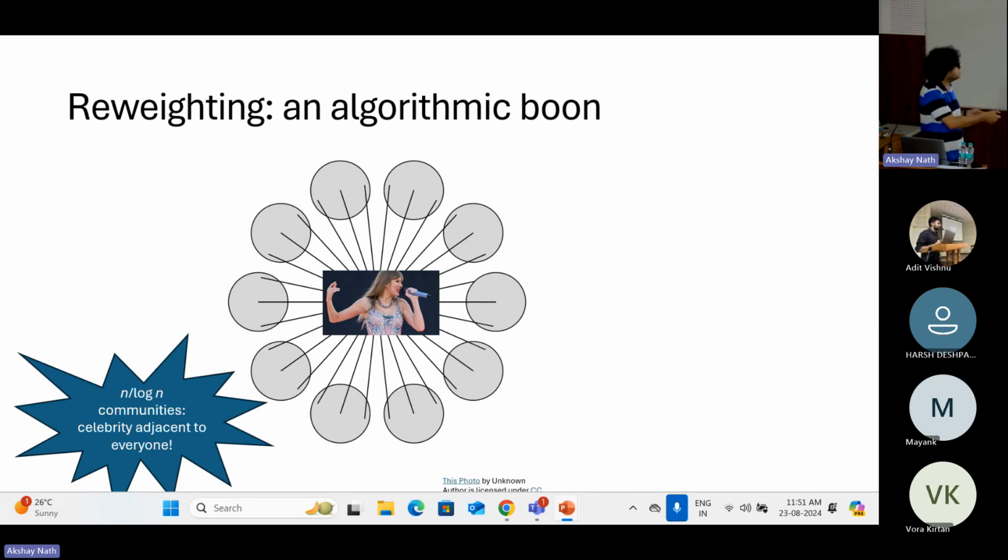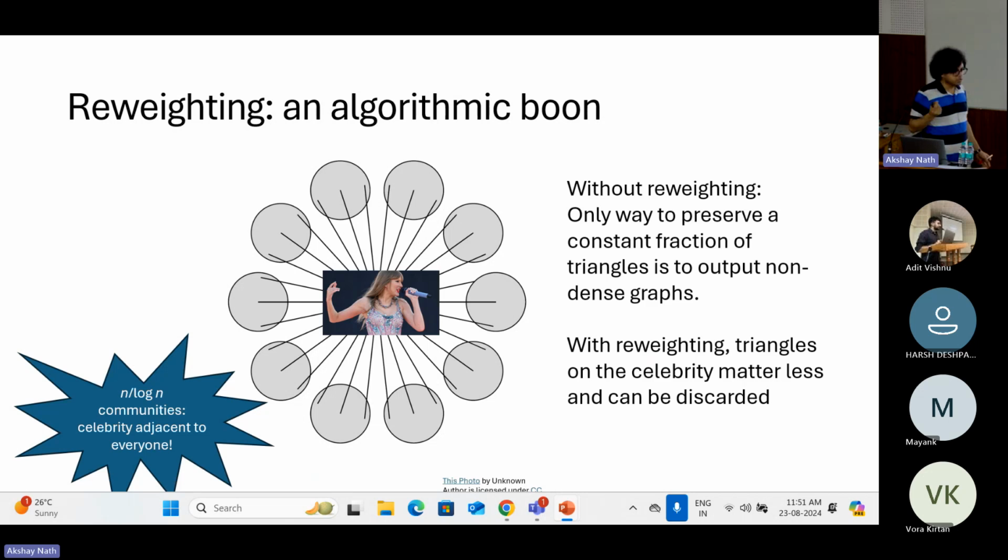The celebrity is not meaningfully part of these communities. Maybe these communities are people from different countries. They don't talk to each other. The celebrity is not part of the fans from that community. Well, they would like it to be, but probably not. So without reweighting, the only way to preserve a constant fraction of the triangles with these celebrity vertices is to output the non-dense graphs. So that's a bad metric. However, if you consider the reweighting, these are all low weight triangles, and you can discard these and still preserve a constant fraction of triangle weight.